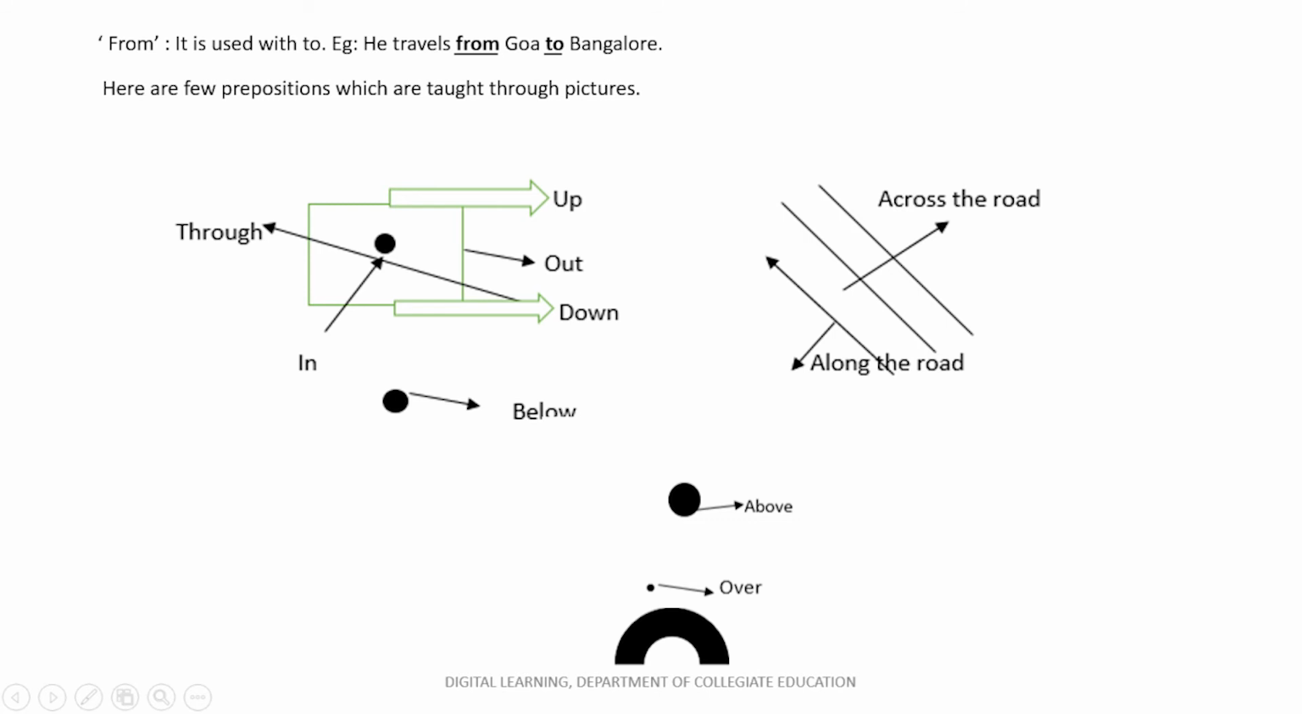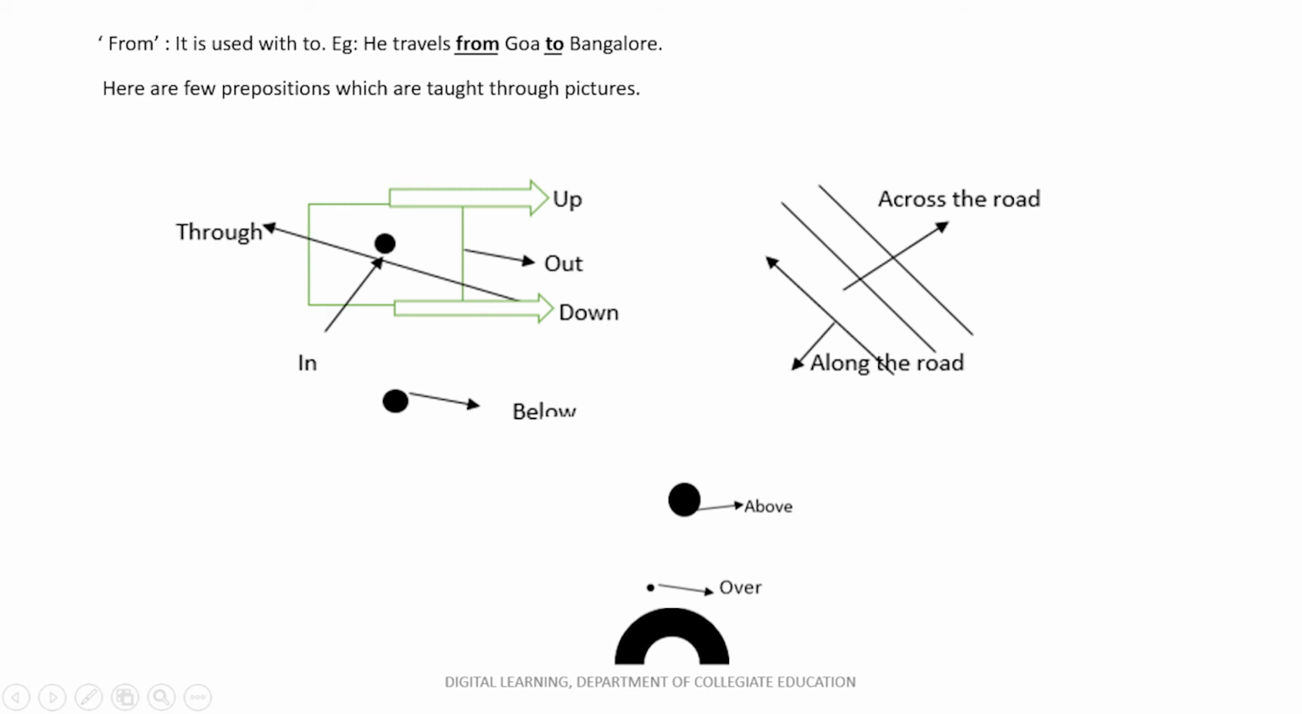And when the things are not touching the object, when you find much more distance between the two objects, then you can refer to it as below. Coming to another picture, where you find a road, when a dog crosses the road, you can say across the road. When something goes along with the road, moving as the road moves, then you can say along the road. Along is the preposition over there.